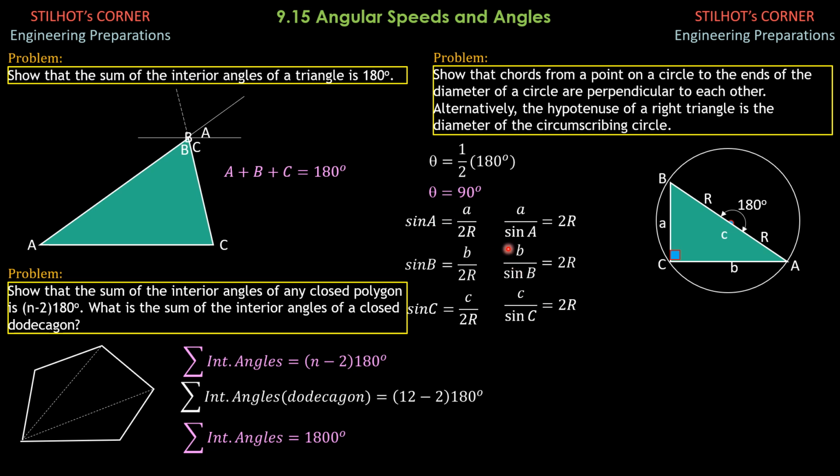So we form these equal ratios here: a over sine angle A equals b over sine angle B equals c over sine angle C is equal to 2r, and that's the law of sines, or sine law.